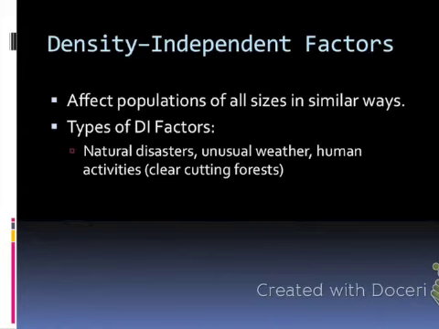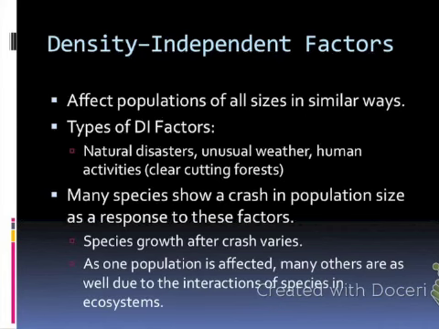Natural disasters, right? An earthquake is an earthquake. A flood is a flood. Unusual weather patterns will have the same impact on a small population as on a large population. Obviously, a large population will suffer greater losses, but the impact is still the same. Human activities like clear-cutting forests, knocking out rainforest, building strip malls, farming, agriculture, all those things are density-independent factors. It does not matter how many organisms you have in the population, the impact is still the same.